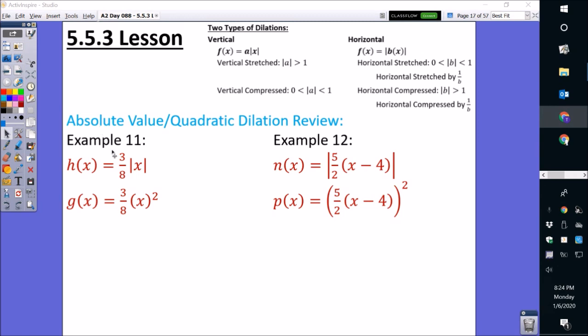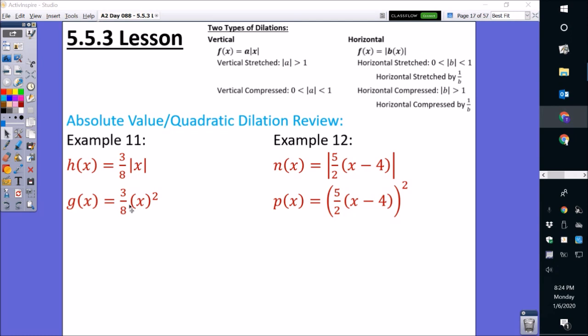Now in example 11, I wrote out the two functions. h of x is written in absolute value form and g of x is written in quadratic form, but they both have 3 over 8 outside and in the front. So h of x has 3 over 8 outside the absolute value lines, and g of x has 3 over 8 outside the parenthesis. Both of them are in front.